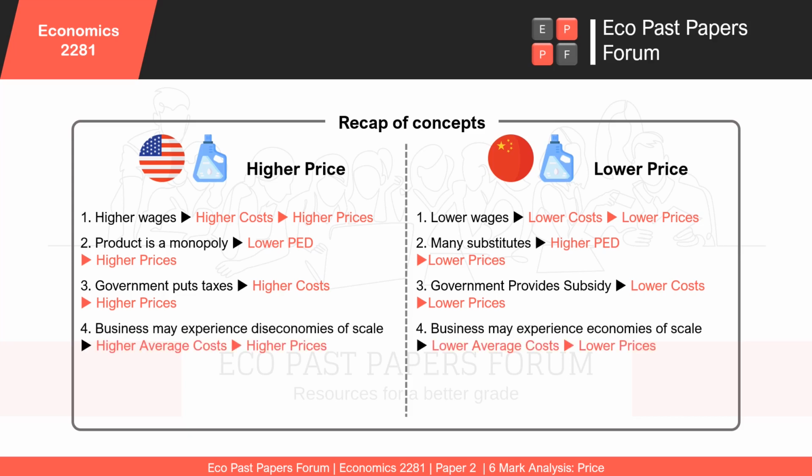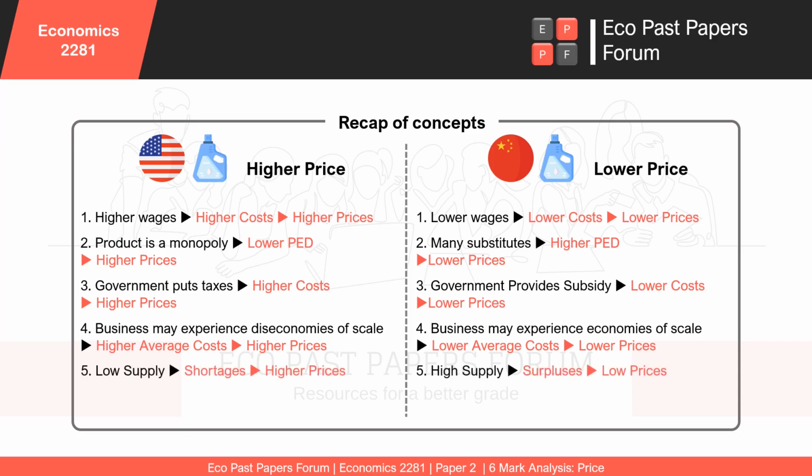In the US, businesses may experience diseconomies of scale, which means that as they are producing more, the average cost is increasing, and as average cost is increasing, they are forced to charge higher prices. In China, the same companies producing the product could be facing economies of scale, which would result in a lower average cost and hence lower prices.